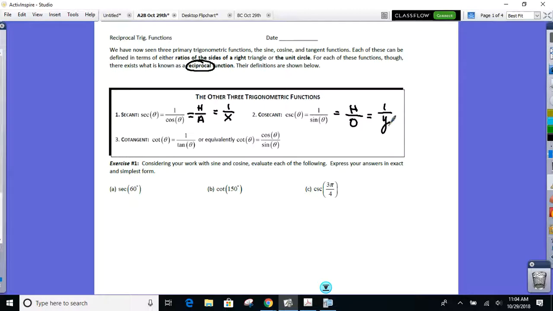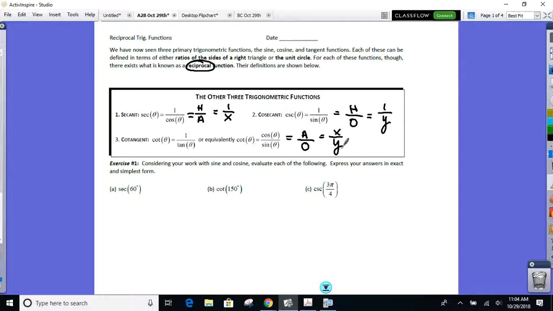And the last one, cotangent. I think it says it for itself, right? Tangent's in there, so I'm going to take tangent and flip it. What's tangent as far as SOHCAHTOA goes? Opposite over adjacent, so cotangent, flipped, will be adjacent over opposite. Do you guys remember tangent from Friday on the unit circle? Y over x. So guess what cotangent's going to be? Flip it: x over y.